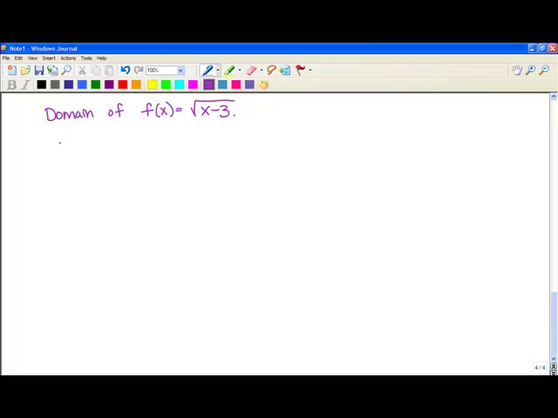So the idea here is to set the expression under the radical greater than or equal to 0 and solve for x. The number underneath the radical must always be a positive number. That's why we're setting it greater than or equal to 0. 0 is valid as well.